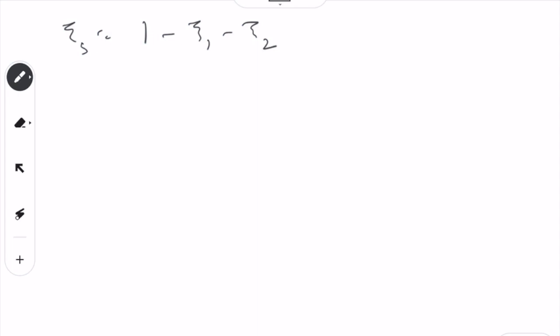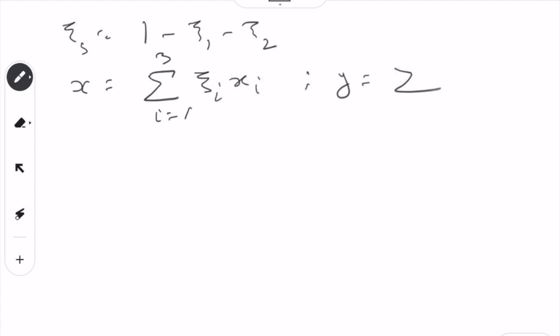So that way we can write x equal to summation i equal to 1 to 3, xi multiplied by xi. Similarly, y equal to summation i equal to 1 to 3, xi yi. So this is how x, y we can write, and accordingly now we can proceed from here.